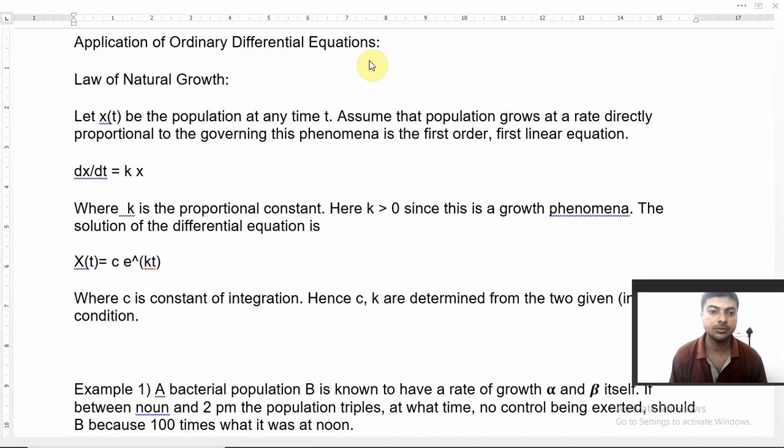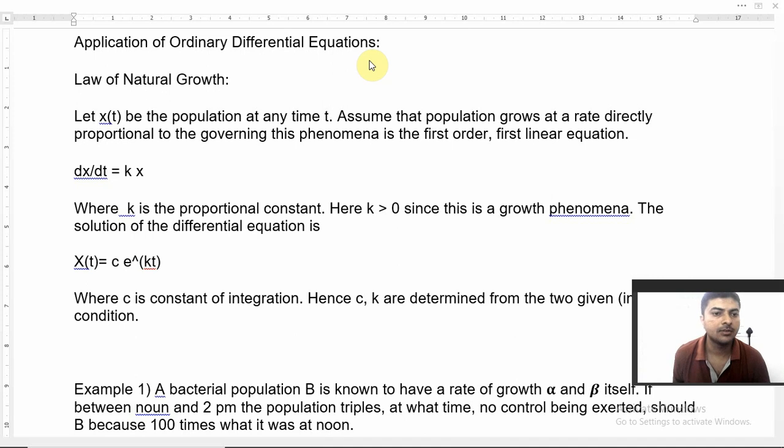Today I am going to teach you application of ordinary differential equations. In this video we see a very important example from the exam point of view. Please watch till the end. Today I am going to see what the applications of differential equations are. Before that I am going to give you the definition, formula, and we'll solve the examples given below.